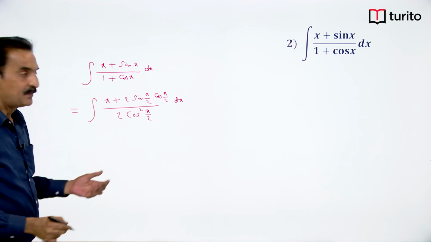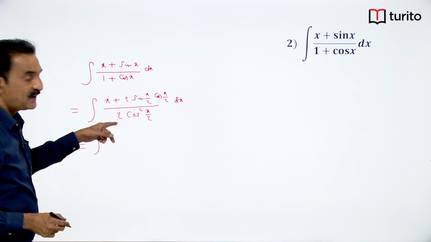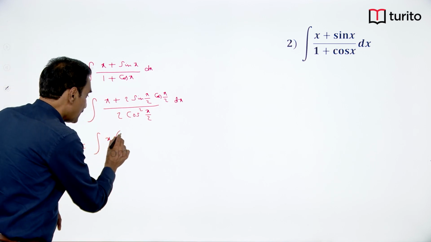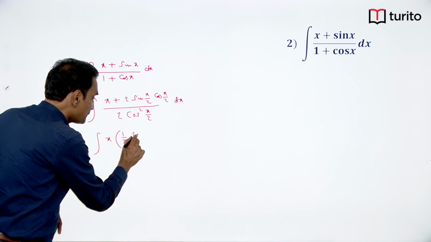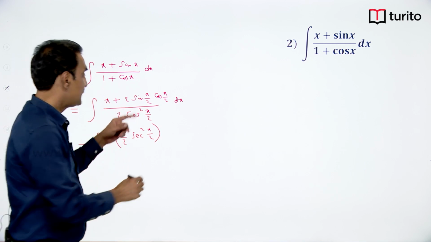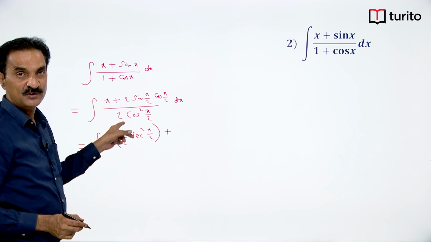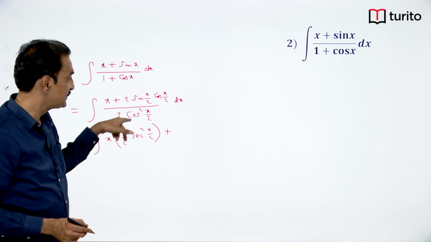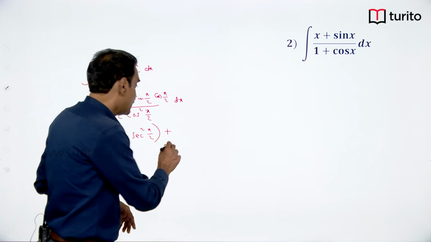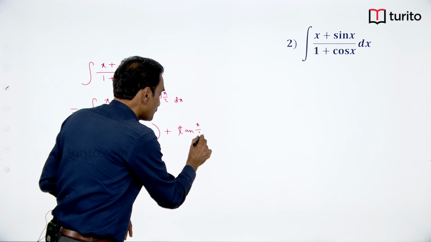Now separating the denominator, the first one is x by 2 cos square x by 2, we can write it as x into half secant square x by 2 plus, what is the second? 2 sin x by 2 cos x by 2 by 2 cos square x by 2, 2 cos x by 2 cancels, sin x by 2 by cos x by 2 is tan x by 2 dx.